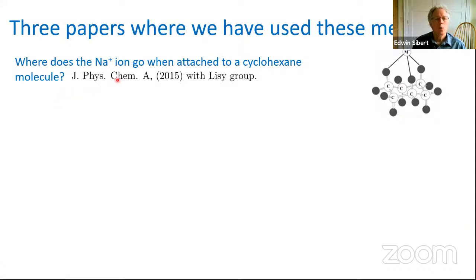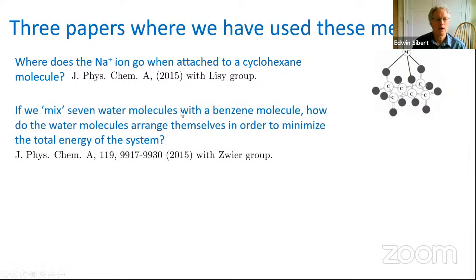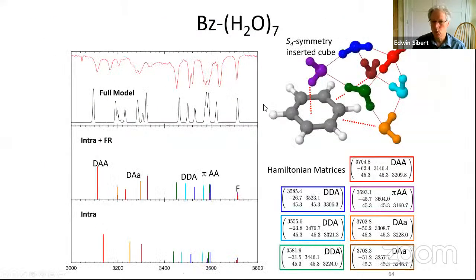Here, we asked, where does the sodium ion go when you add it to a cyclohexane? And it turns out it doesn't go where you might expect. By looking at the vibrational spectroscopy of these, we're able to figure that out. If we mix seven water molecules around a benzene molecule, how do the water molecules arrange themselves? So here's where we applied this theory to water and benzene. With Tim Weir, everything has to have a benzene in it. And that's the structure that we believe is the correct structure.